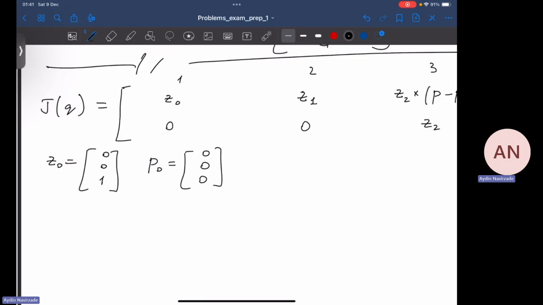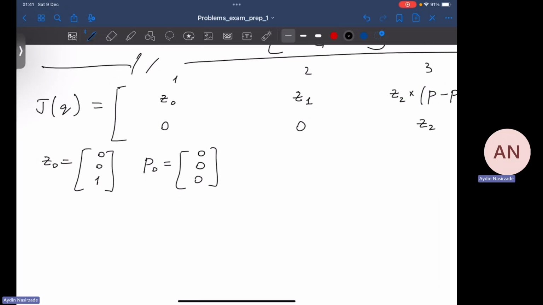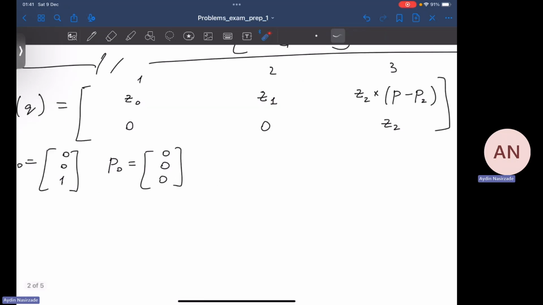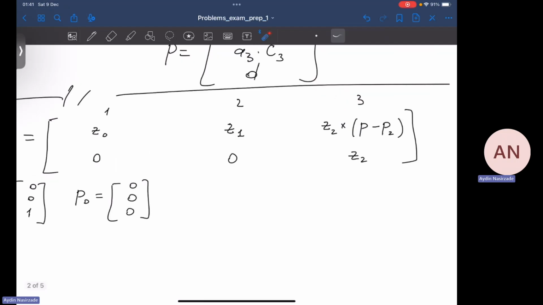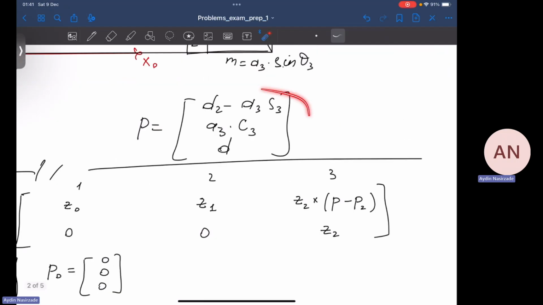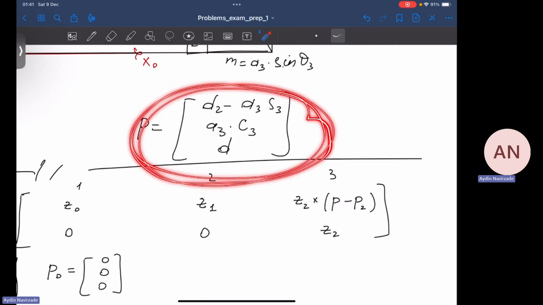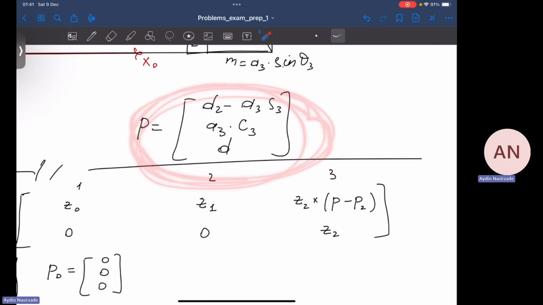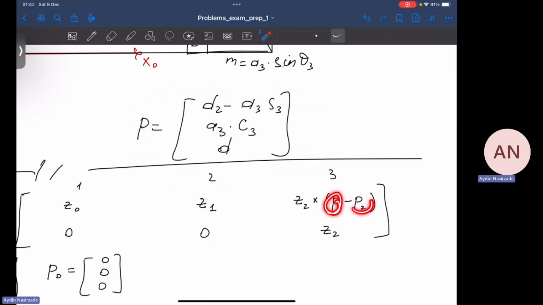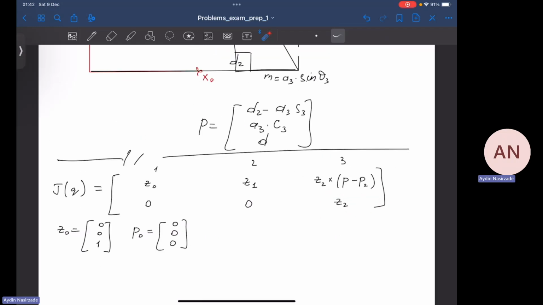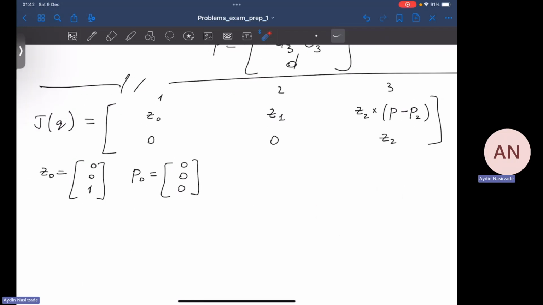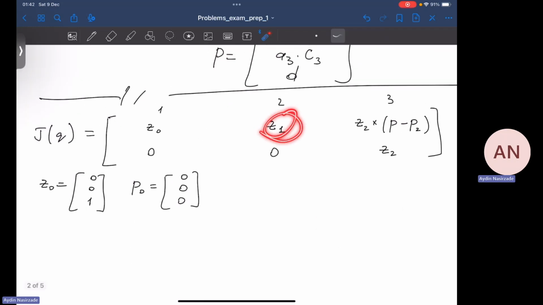Okay, now, we don't really know what Z1 is. We don't know what Z2 is. We know P because just right here, we found P using geometric inspection, but we don't know P2. We don't know P2, and we don't know Z2 either. Now, let's start with Z1.